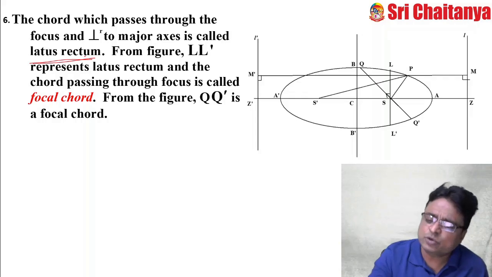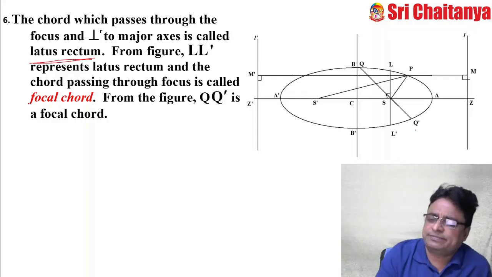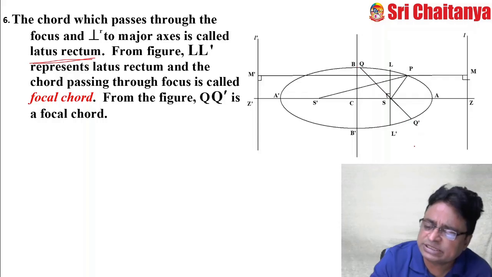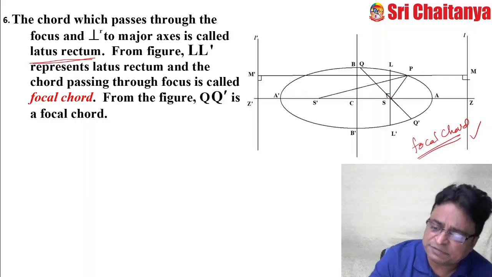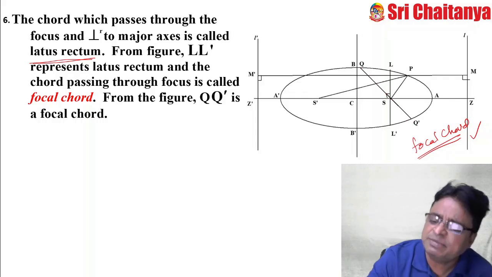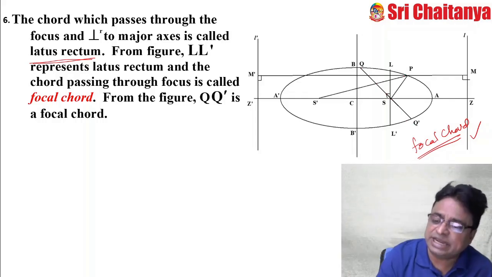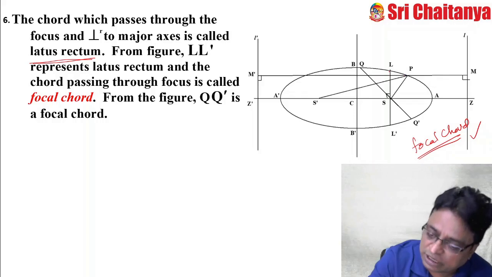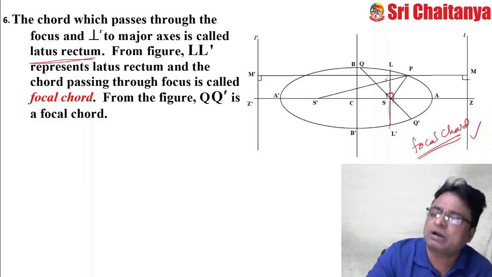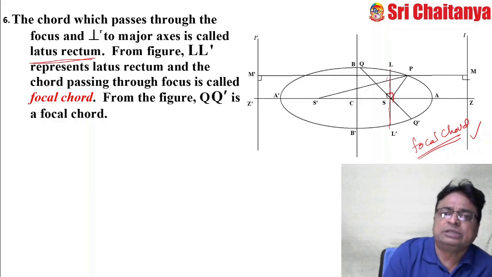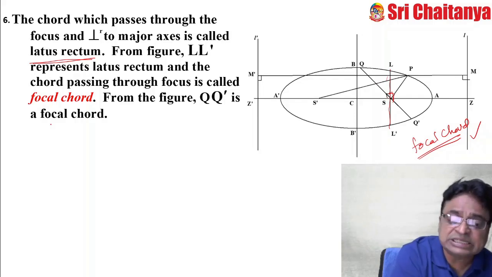See, there exist so many chords passing through the focus. The chord which passes through the focus is called the focal chord. If S is the focus, then there exist infinitely many focal chords to the ellipse. Of that, there exists a focal chord which is not only passing through the focus but perpendicular to the major axis. Then the length of that focal chord is called the latus rectum.